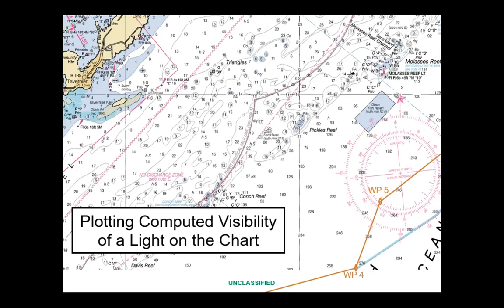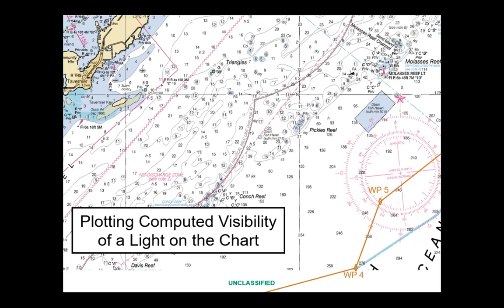Congratulations, everyone. You now know how to determine computed visibility to a light. For this lecture, we're going to be discussing the practical application, meaning how we use it as navigators. Then we're going to briefly review the steps to computing visibility, and finally go over one more example using an actual light to tie it all together.